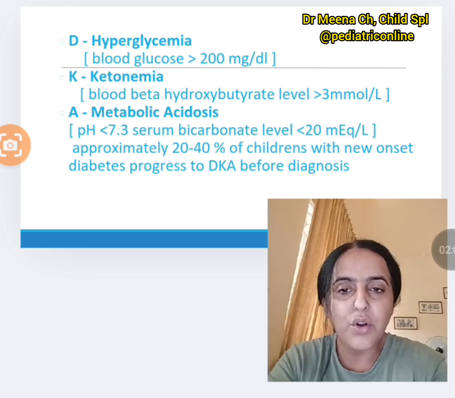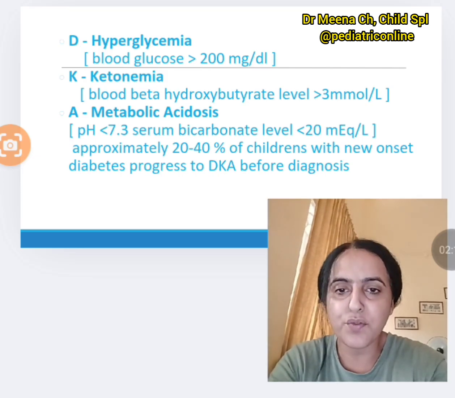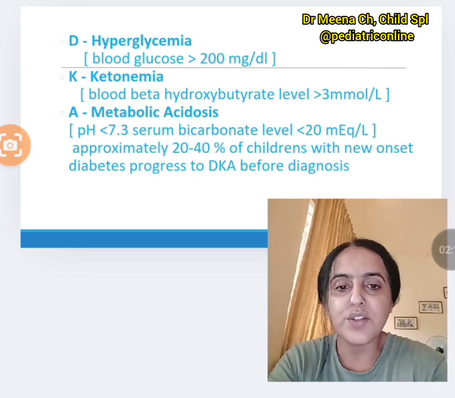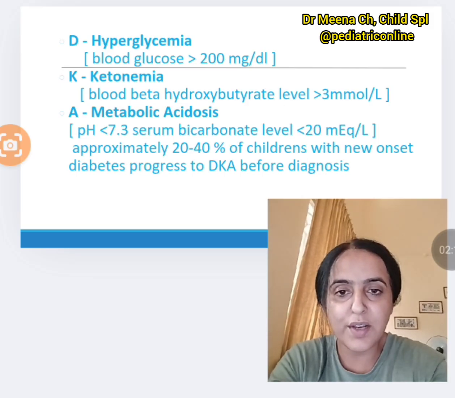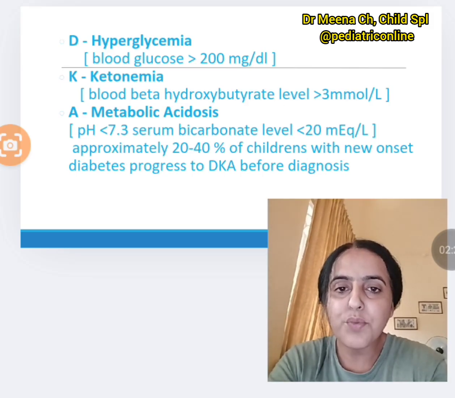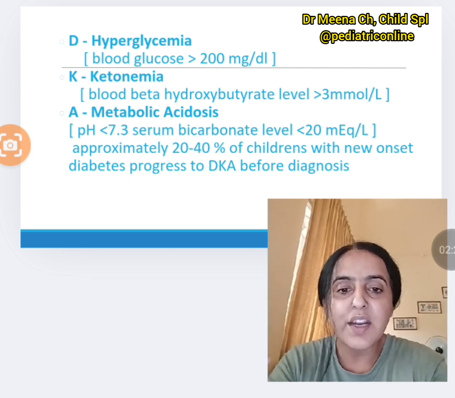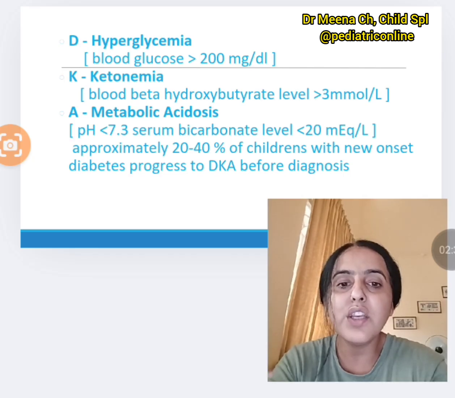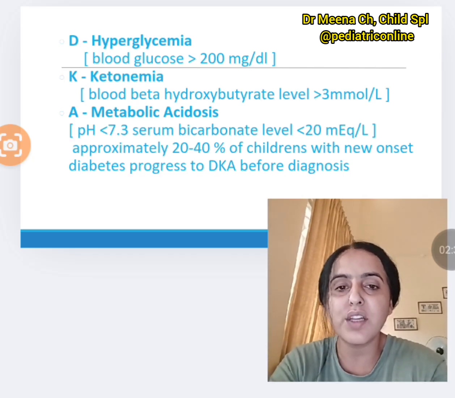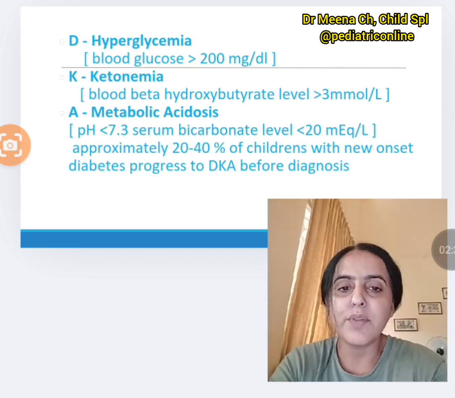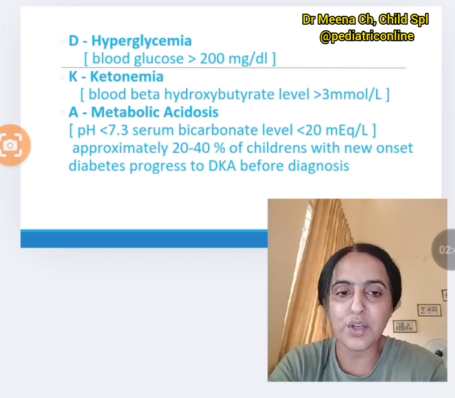Metabolic acidosis: the normal pH is 7.35 to 7.45. The pH is less than 7.3. The bicarb level, normal is 22 to 24, and it is less than 20 milliequivalents per liter. Approximately 20 to 40% of children with new onset diabetes. So most of the children that present with DKA are new onset. 20 to 40% of cases are those who have new onset diabetes landing up in the emergency with the features of diabetic ketoacidosis.